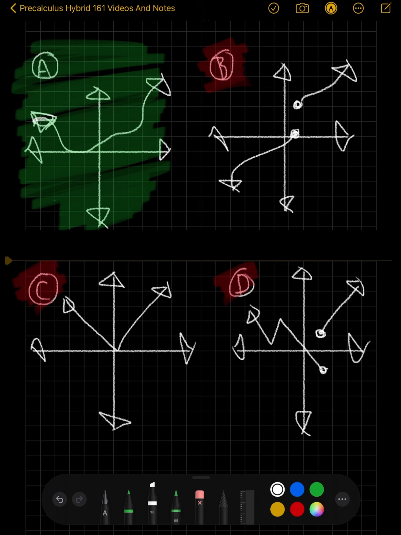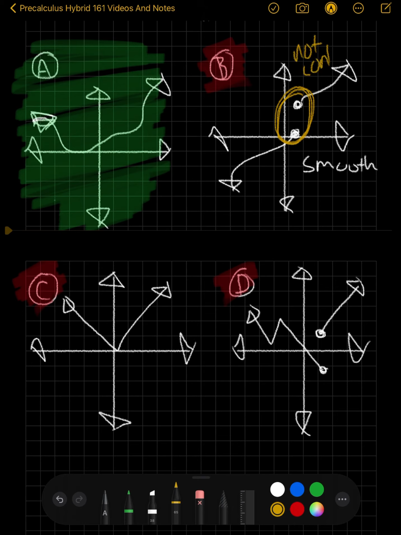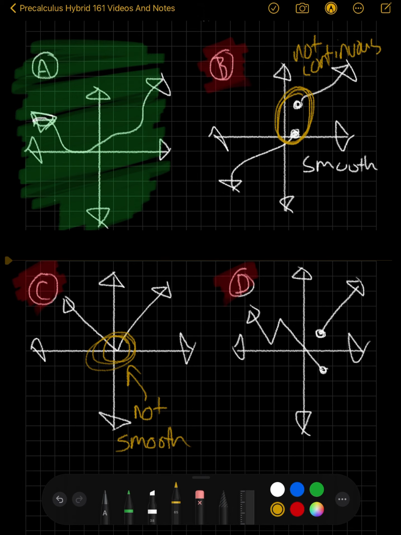Graph B is smooth. There are no jagged edges. It is smooth, but it's not continuous. This gap here, there's a big jump between these two points. So it's not continuous. That's what makes this not a polynomial. For C, our graph is nice and continuous. There are no gaps, no breaks, it's continuous. But I have this sharp edge right here, making it not smooth. And if it's not smooth, it can't be a polynomial.